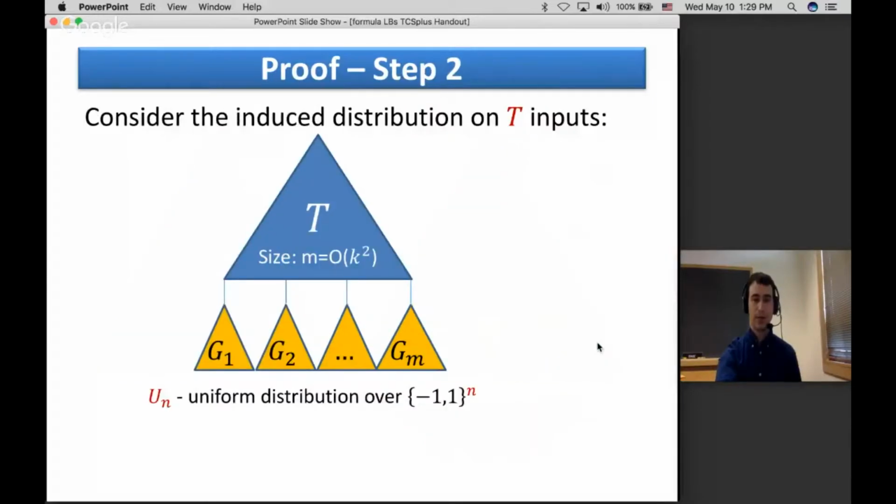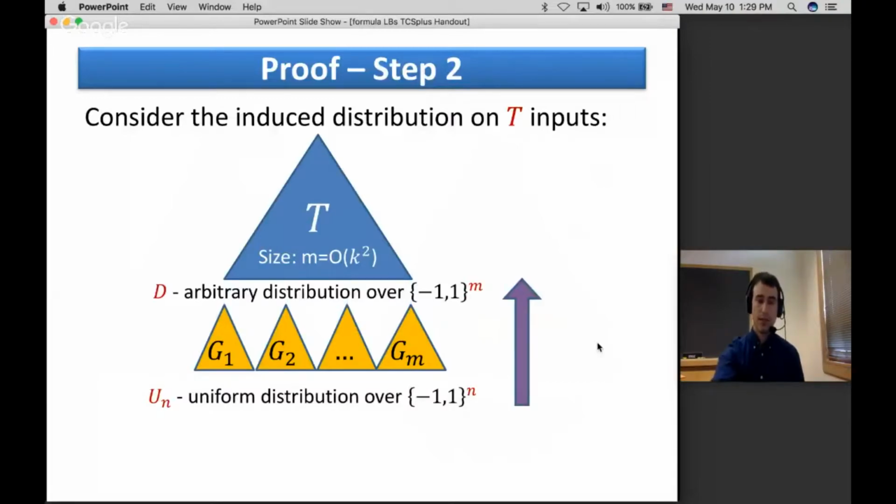let's look at what happens under the uniform distribution. Let's say that X, the input for this big formula, is sampled from the uniform distribution over plus minus 1 to the n. This induces some distribution over the inputs to the top formula T. This distribution is not necessarily uniform. Some formulas' outputs may be biased. Some formulas' outputs may be correlated with one another. So really, we don't know that this is the uniform distribution. And actually, I will not use any property of this distribution. I will just treat it as a general distribution over strings of length n.